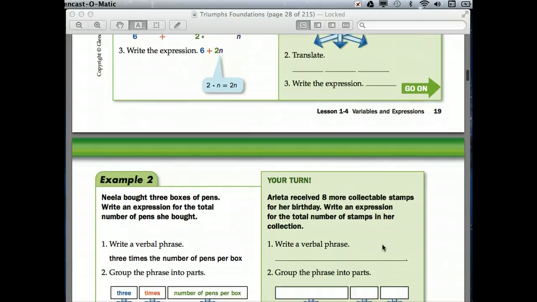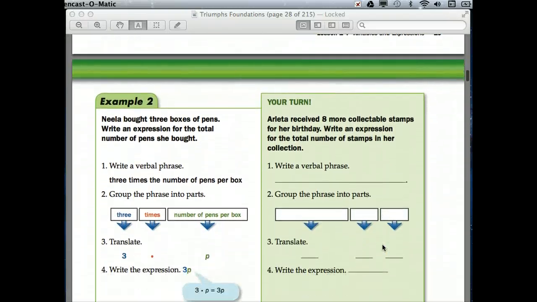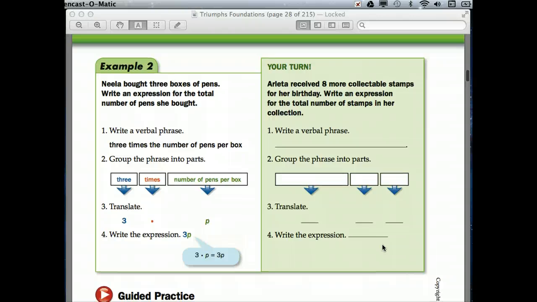Let's look at example 2. Neela bought 3 boxes of pens, write an expression for the total number of pens she bought. So first of all, we need to write a verbal phrase. So they're not giving it to us this time. We have to write it.